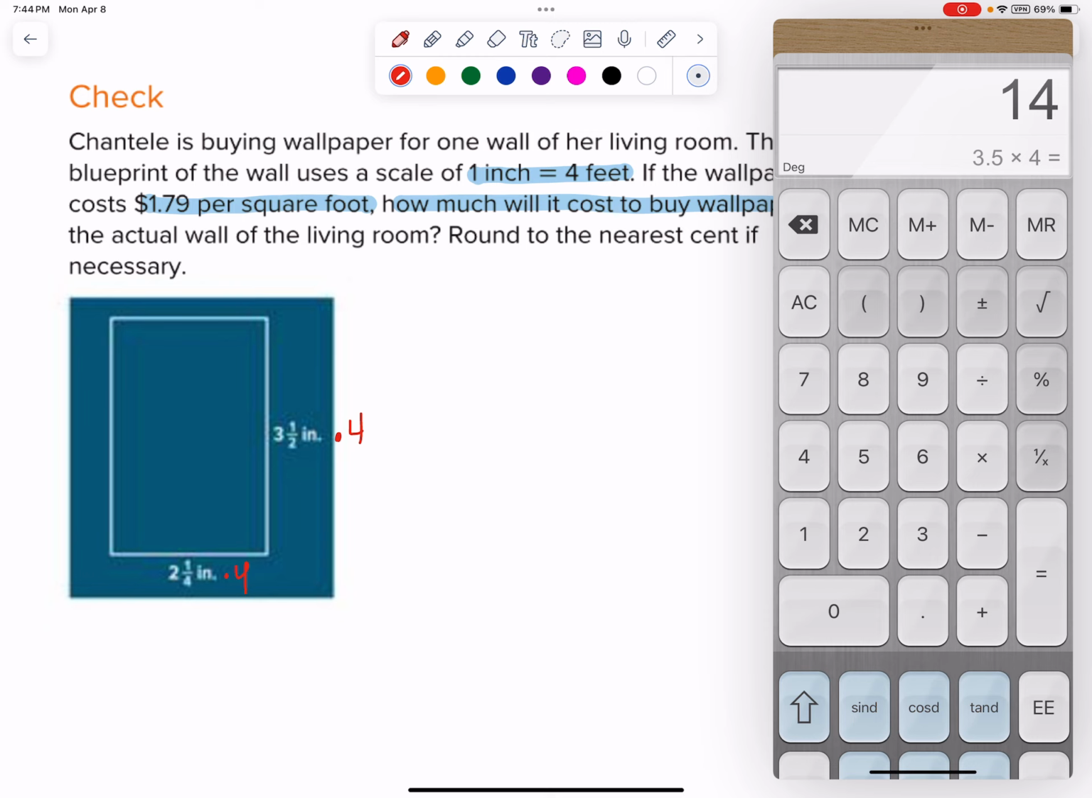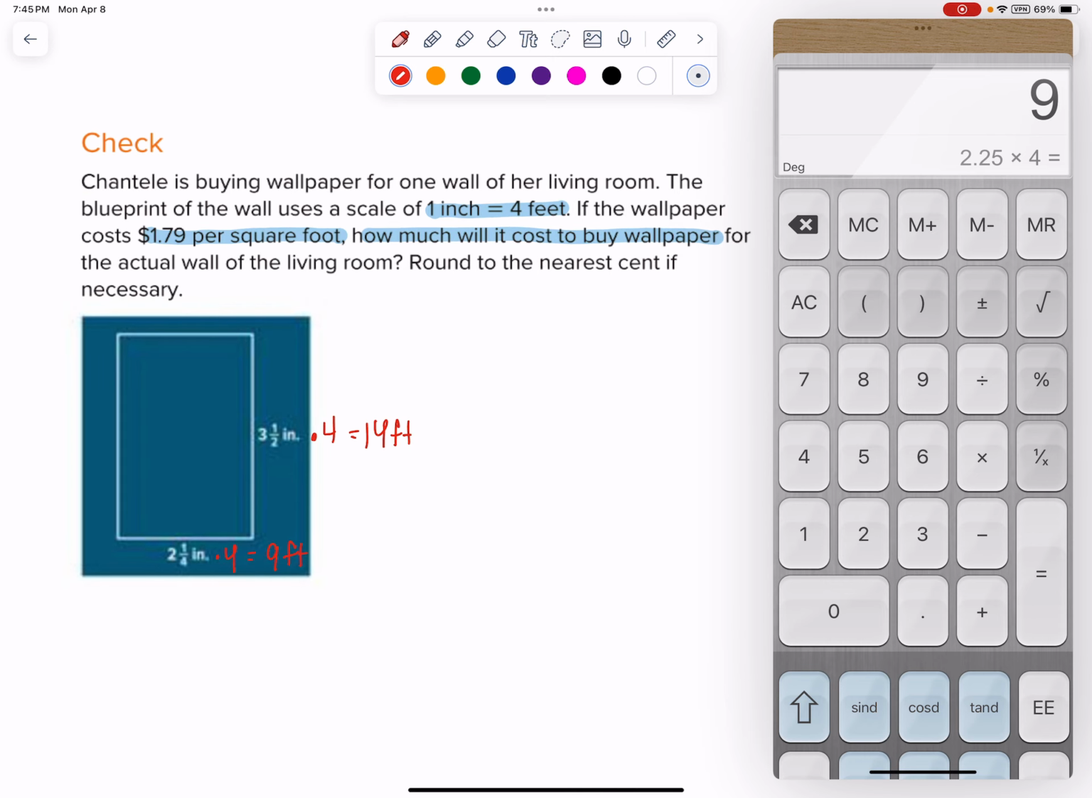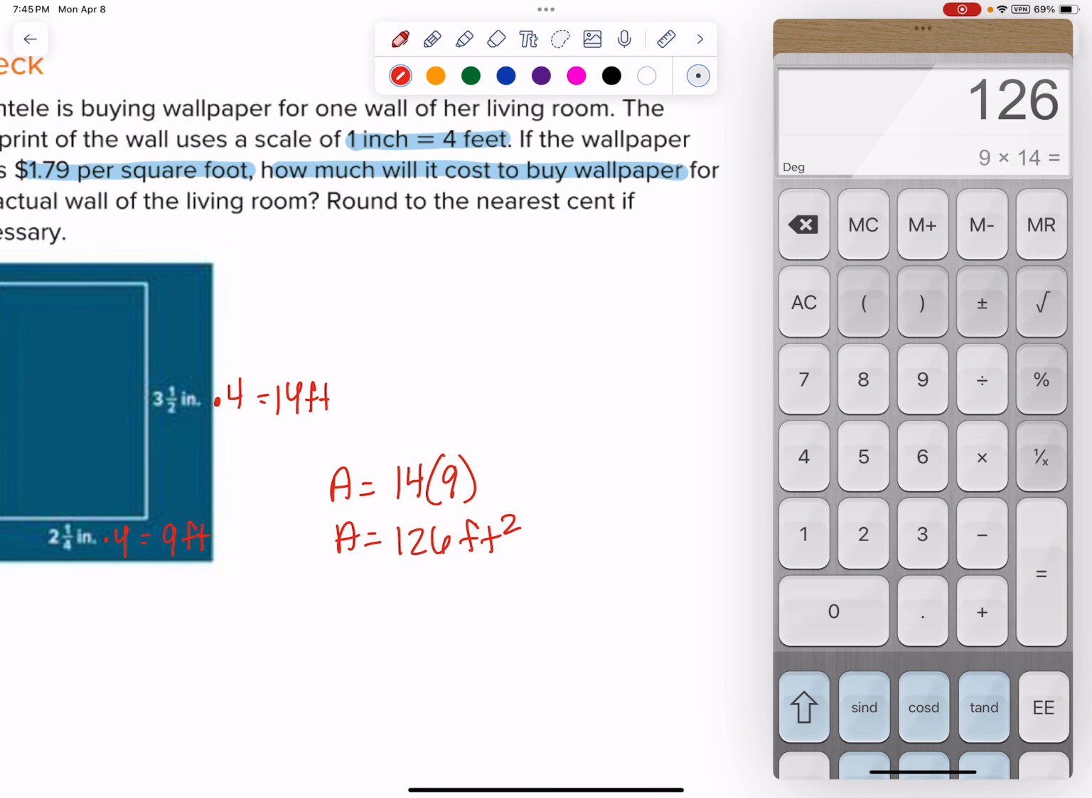3.5 times 4 equals 14 feet. And then 2.25 times 4 equals 9 feet. Okay, how do I find the square footage? Well, square foot is area. So area equals length times width, 14 times 9. And so what is the area? Well, 9 times 14 is 126. And how do we not lose a point? We write units squared, which in this case is feet. Now it's $1.79 per square foot. So we need to continue on and multiply money now, $1.79.